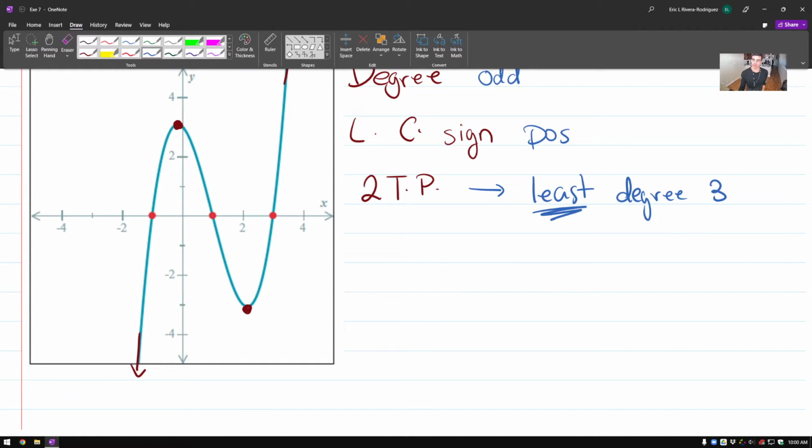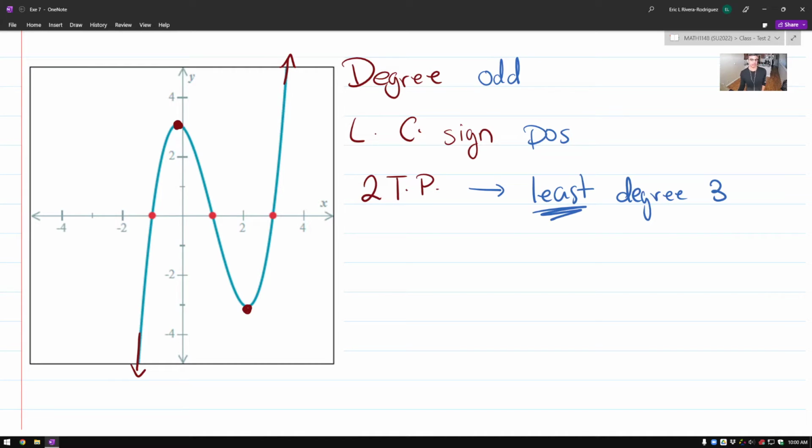All right. Another important property that we can take from the graph is the x-intercept. And why are the x-intercepts important? Can anyone tell me why the x-intercepts are important? Perfect. So we have three x-intercepts.